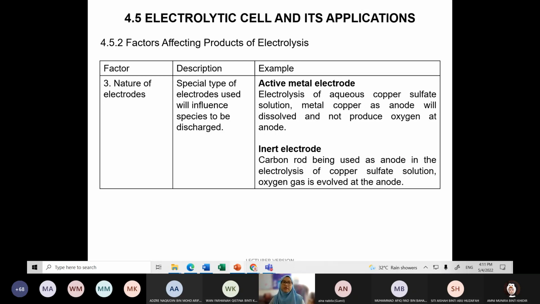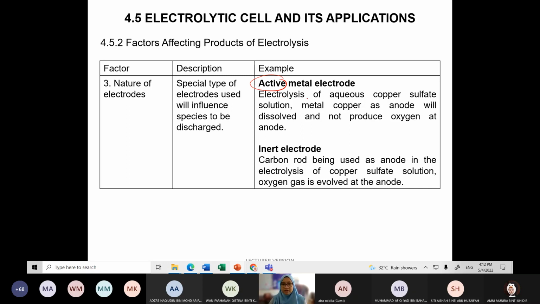Number 3, nature of the electrodes. Okay, so special type of electrode used will influence species to be discharged. Okay, all right, so we have two types of electrodes. Active metal electrode. So active metal electrode means the word active there means it is involved in the electrolysis process. It is involved in the reaction.